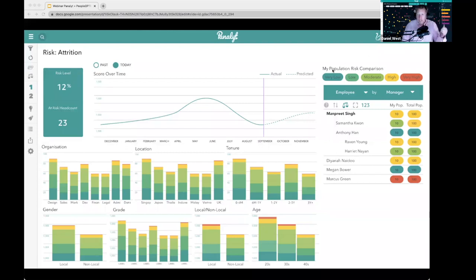So here you can see we have an overall, high-level view per organization, per location, of the key demographics and the percentage of headcount that is at different risk levels in the organization. What we want to be able to do is allow a manager or a business partner to, at a glance, see where their risk hotspots are so that they can start to drill into the individual view.